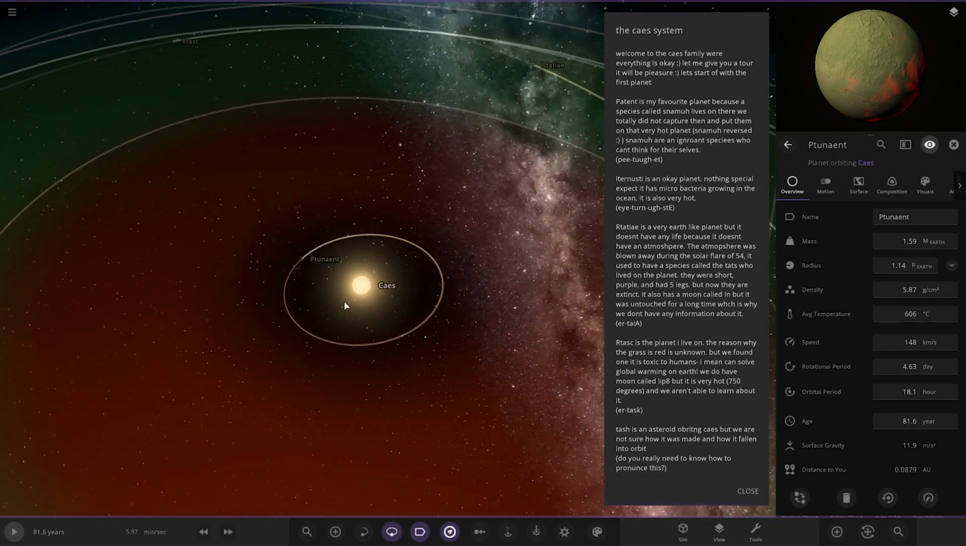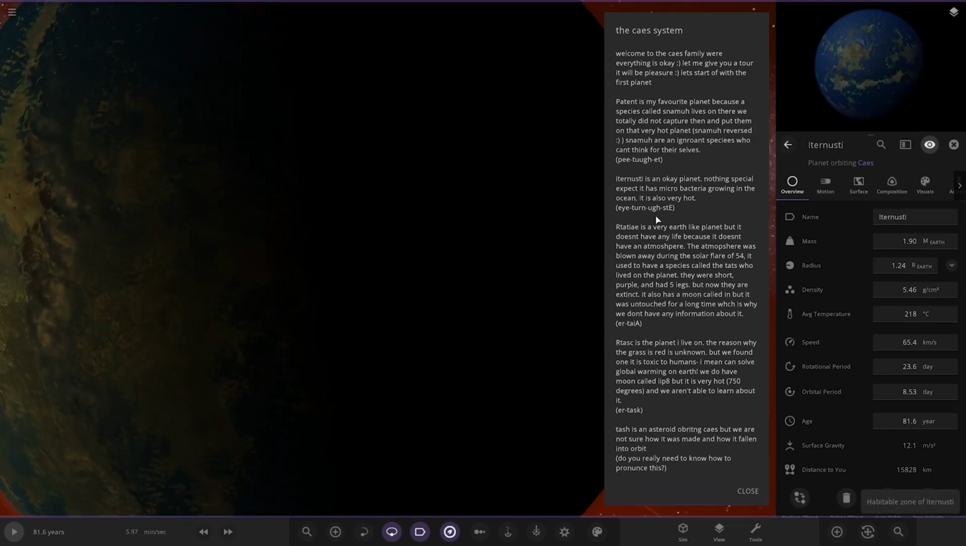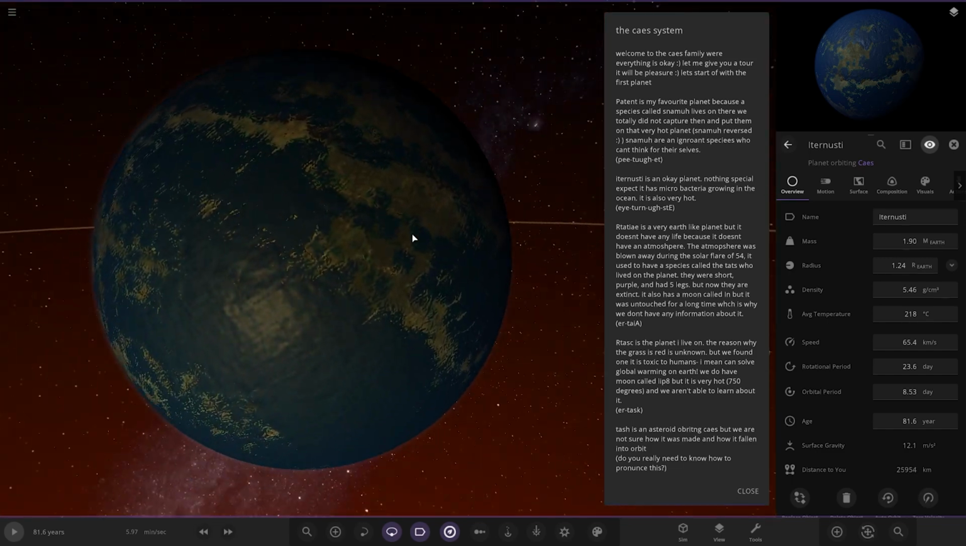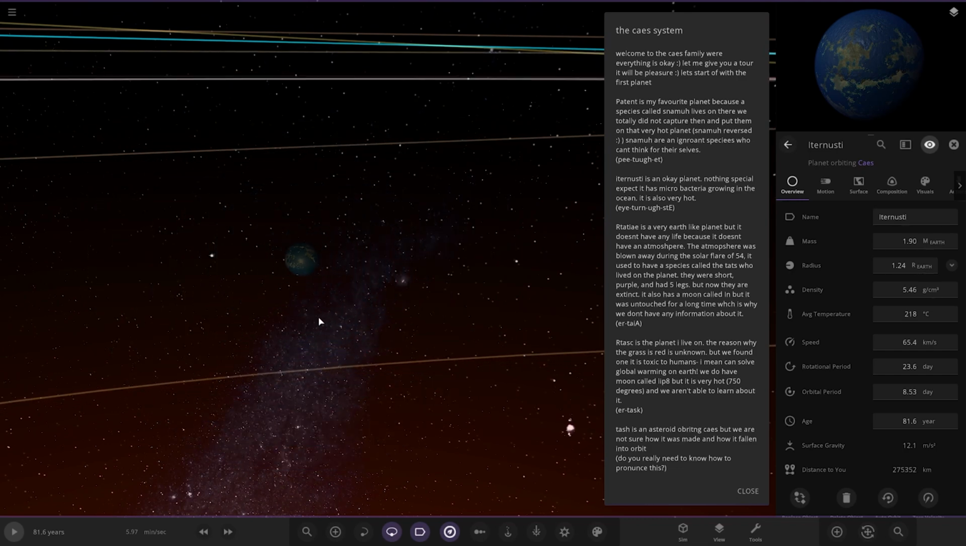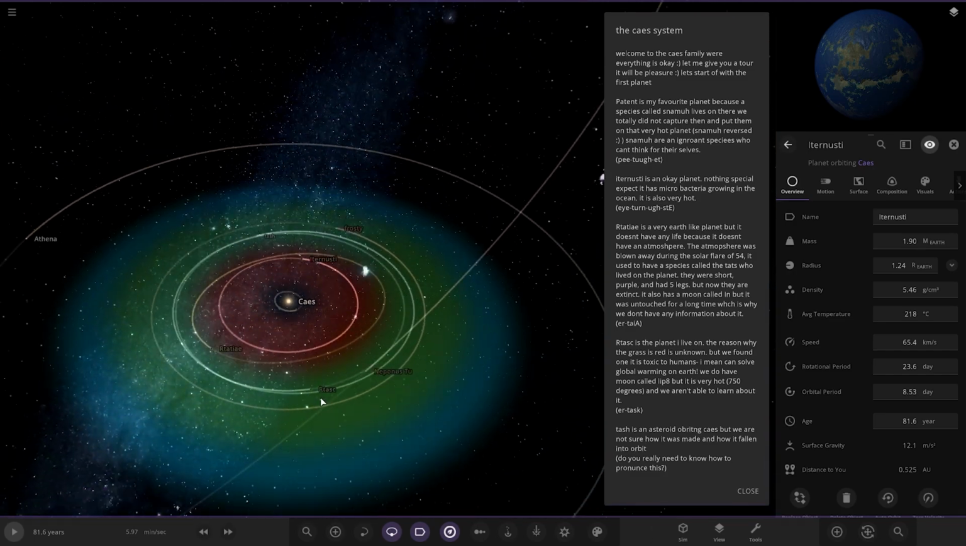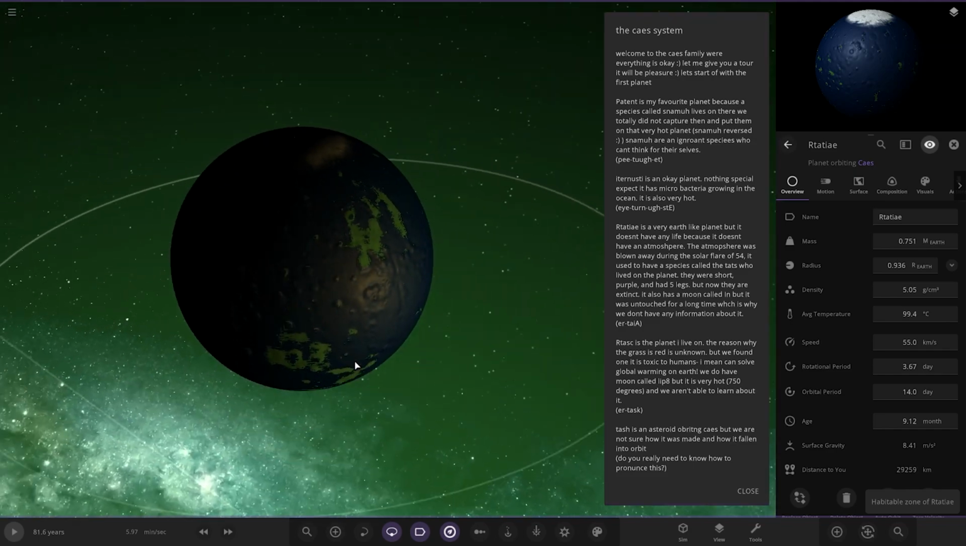Okay. Right, next up we got this one. So that's this one here. It's an okay planet. Nothing special except it has microbacteria growing in the ocean. It's also very hot. Okay. So there it is there. Next up, we have got this one, Erte, over here.